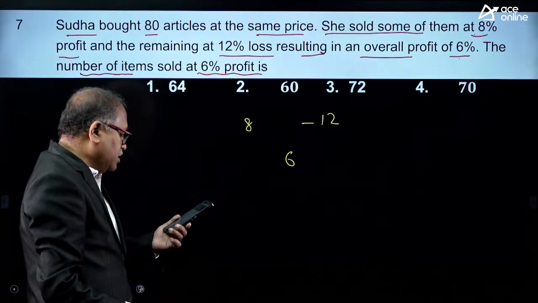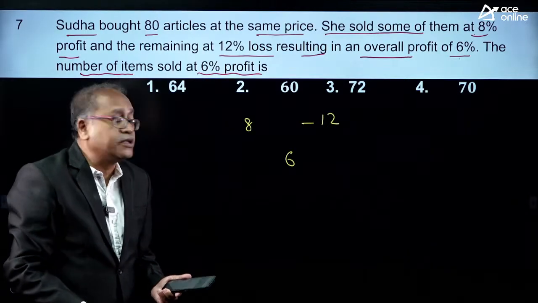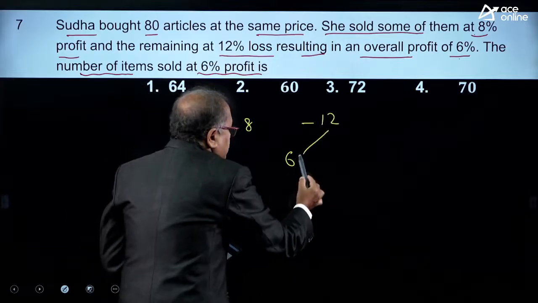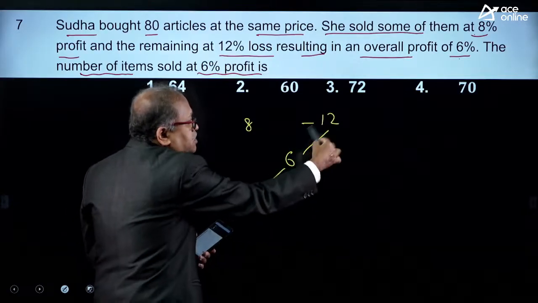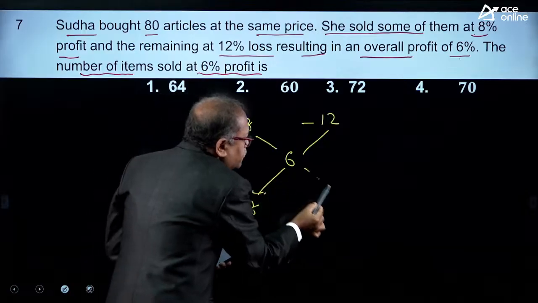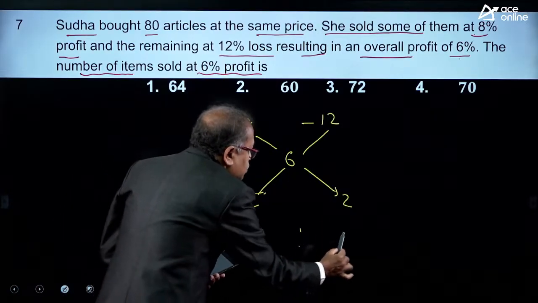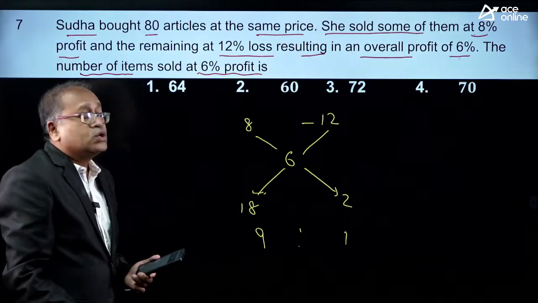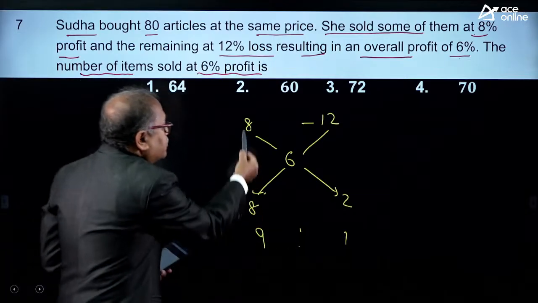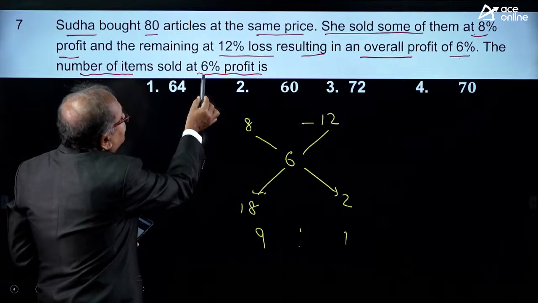So those who said 62, Mr. Pawan, please check the answer. When I go for this, the plus and minus will get added. This is 18 and here the difference is 2, and the ratio is 9:1. So out of the total 10 parts, the first part is 9 parts. Which one is the 6% profit?